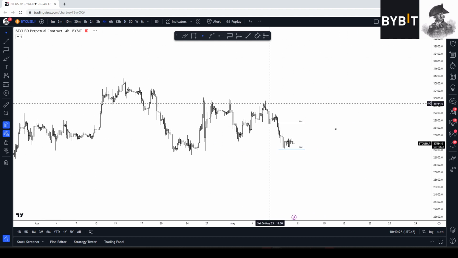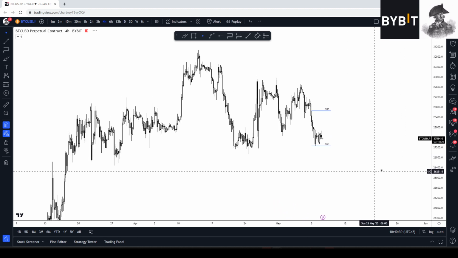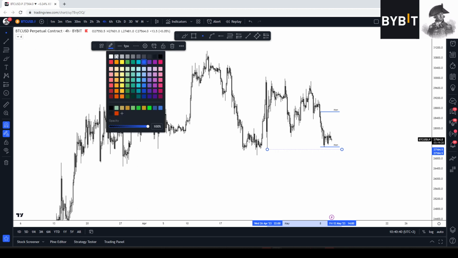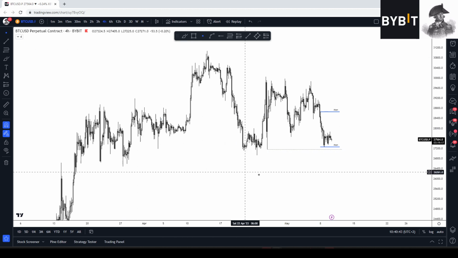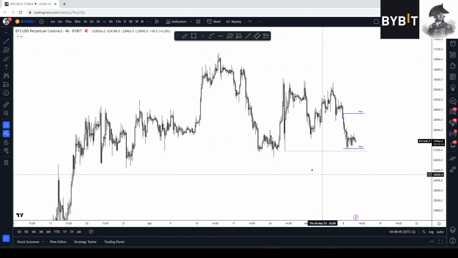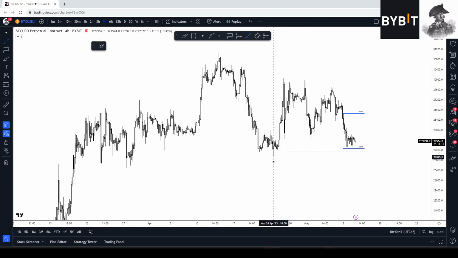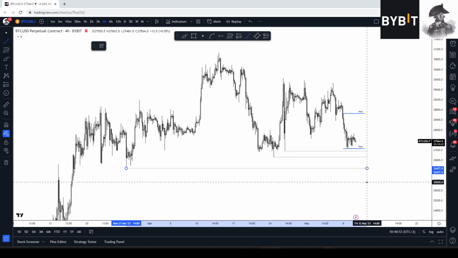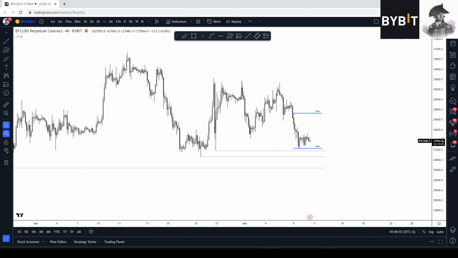Then zoom out. We can immediately see where there's going to be liquidity resting to the downside. That's especially going to be below this low. In my opinion, lots of stops are going to be resting there, below here, and then below these. Our key range low.